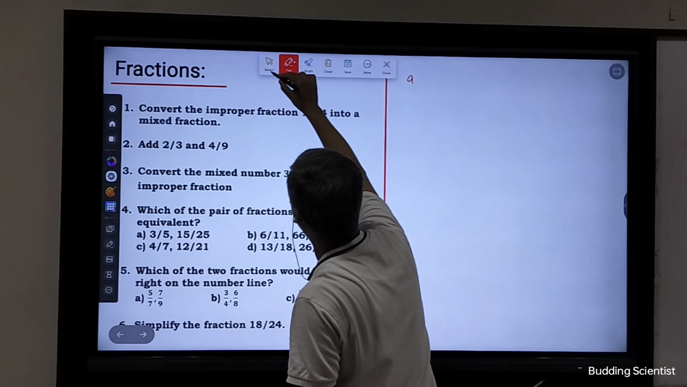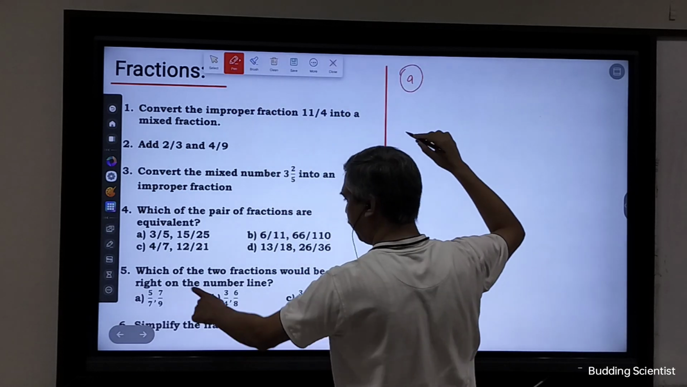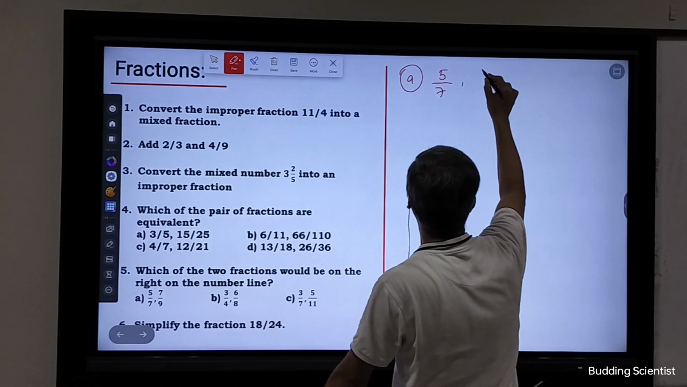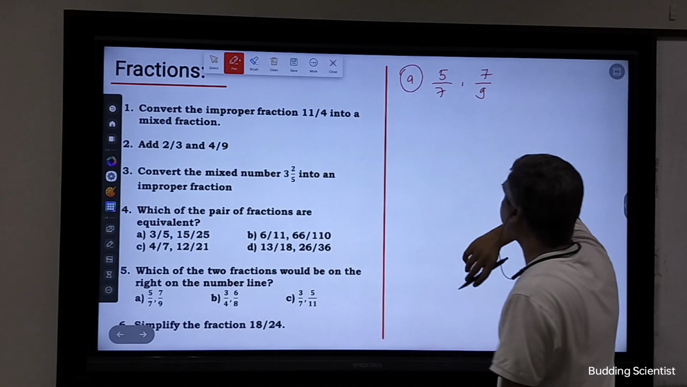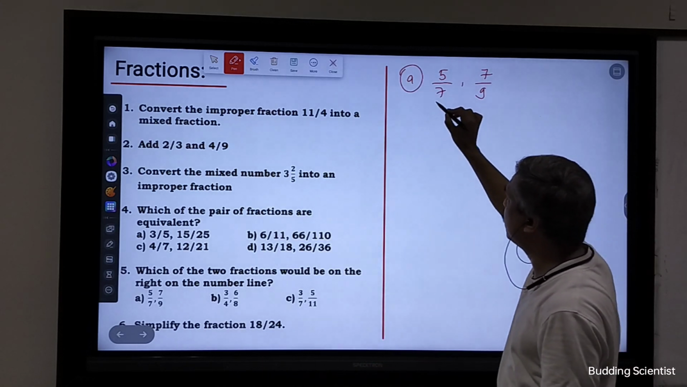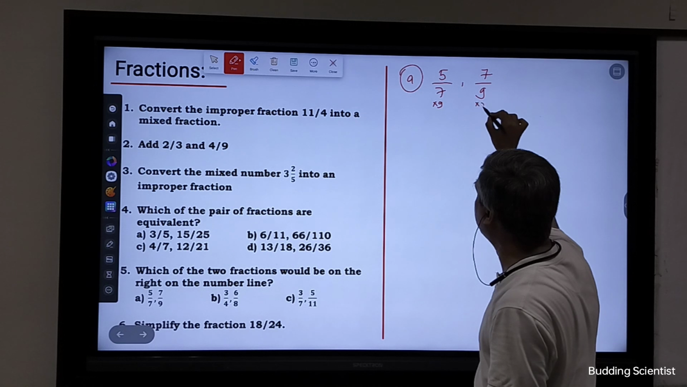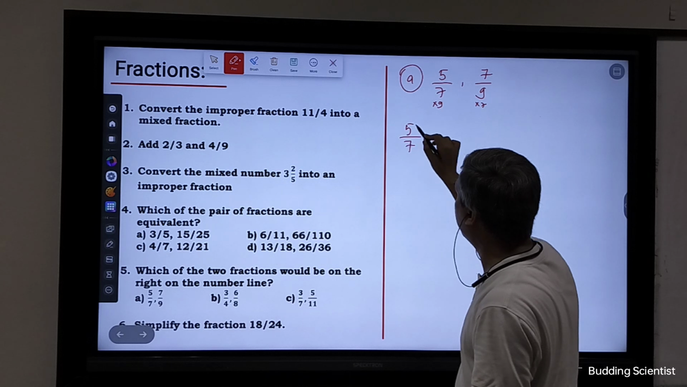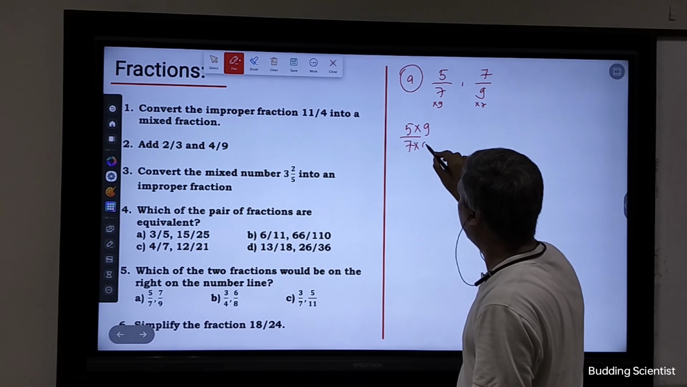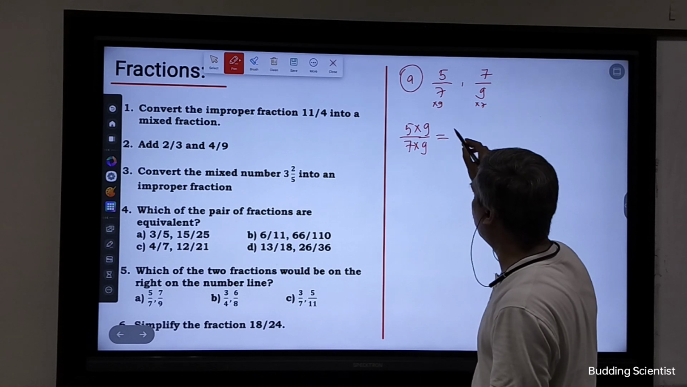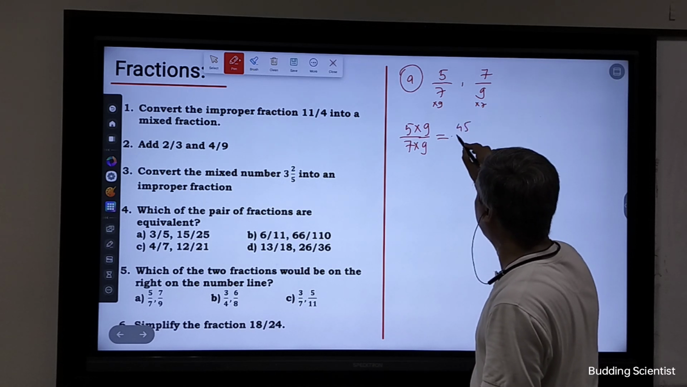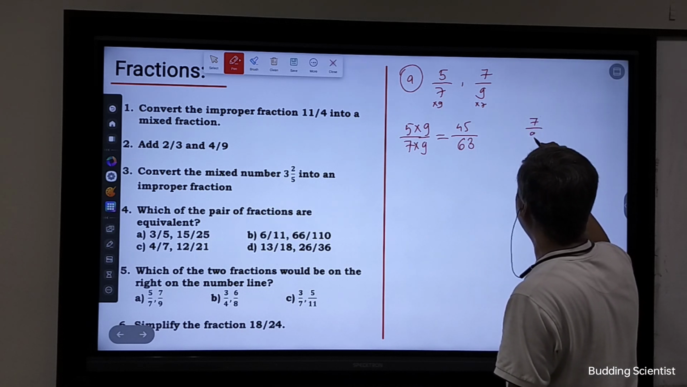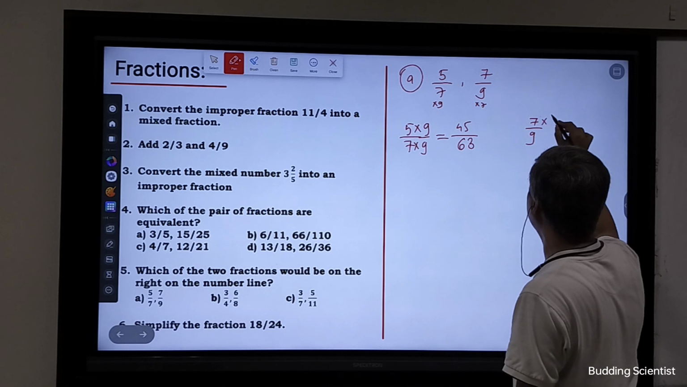A: 5 by 7 and this is 7 by 9. I have to multiply this with 9 and I have to multiply this with 7. So I'll get 5 upon 7 and both are multiplied by 9. This comes out to be 45 upon 63. 7 upon 9, here both are multiplied by 7.